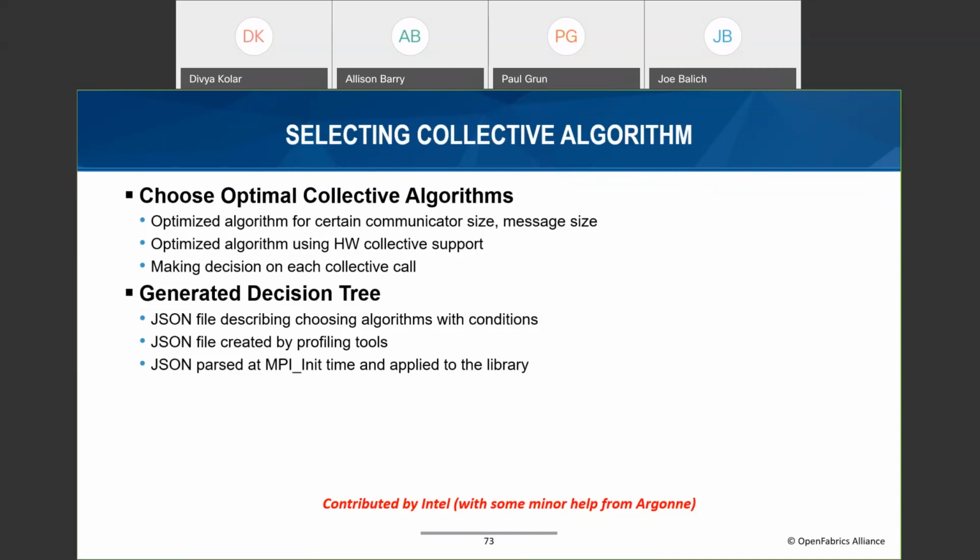The user can actually use some external tools to do some profiling runs on the machines and come up with the parameters that guide the decision. And all this can be generated into a JSON file, which in turn is parsed by MPICH at initialize time. So after MPI init, it will have an internal decision tree for choosing the algorithm. And then at runtime, it can make these decisions on the fly. Okay, so next slide, please.